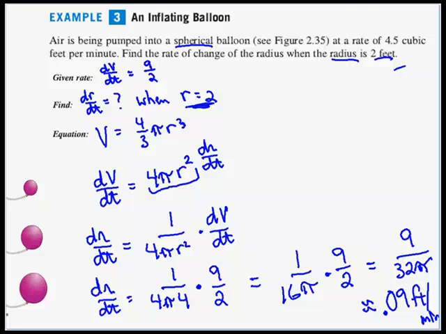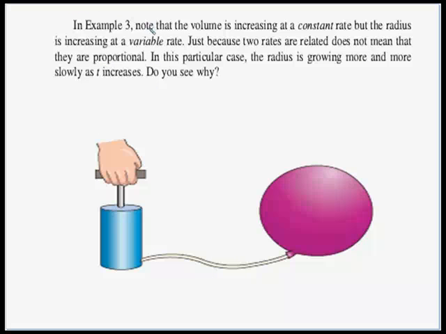I think there's a little wrap up to that example. Yeah, in example 3, note that the volume is increasing at a constant rate, but the radius is increasing at a variable rate. Just because two rates are related does not mean that they are proportional. In this particular case, the radius is growing more and more slowly as time increases. Do you see why? And we already sort of talked about that a little earlier. So this is a good place to end the video. We'll wrap up the rest of this section on related rates in the next one.